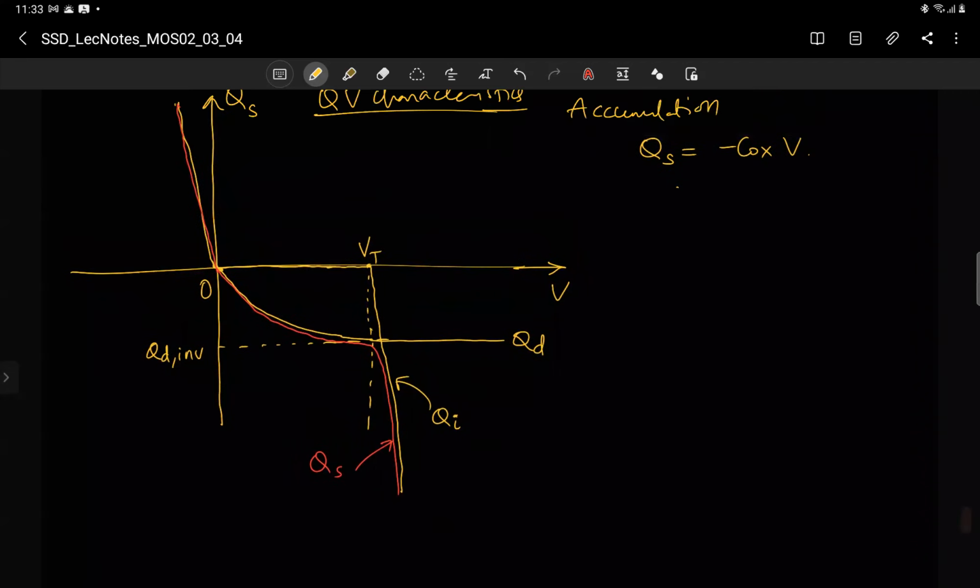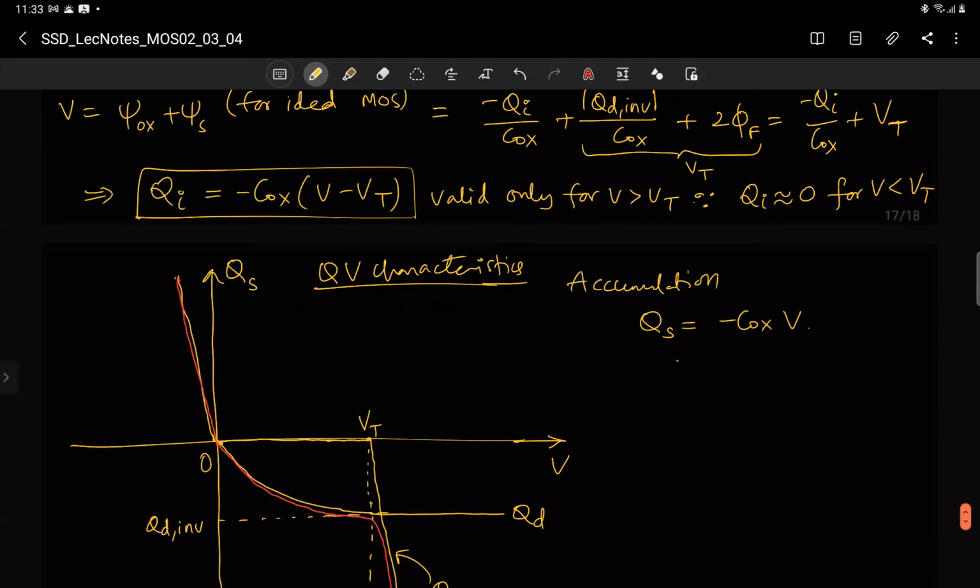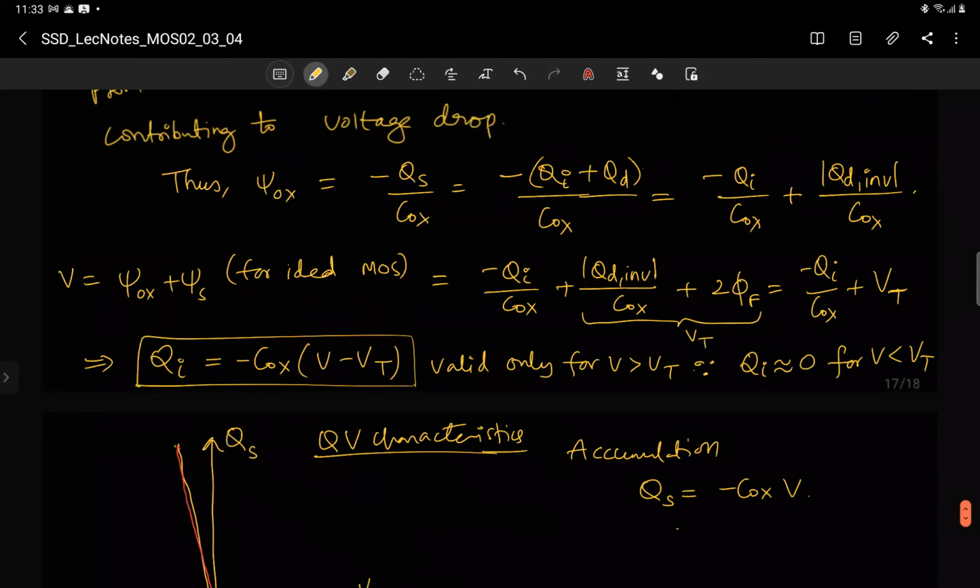So let me ask a question then, to see if you are following or not. What is the reason that we assume psi s to be constant beyond threshold voltage? Psi s is the semiconductor drop. What is the reason? Can somebody answer?